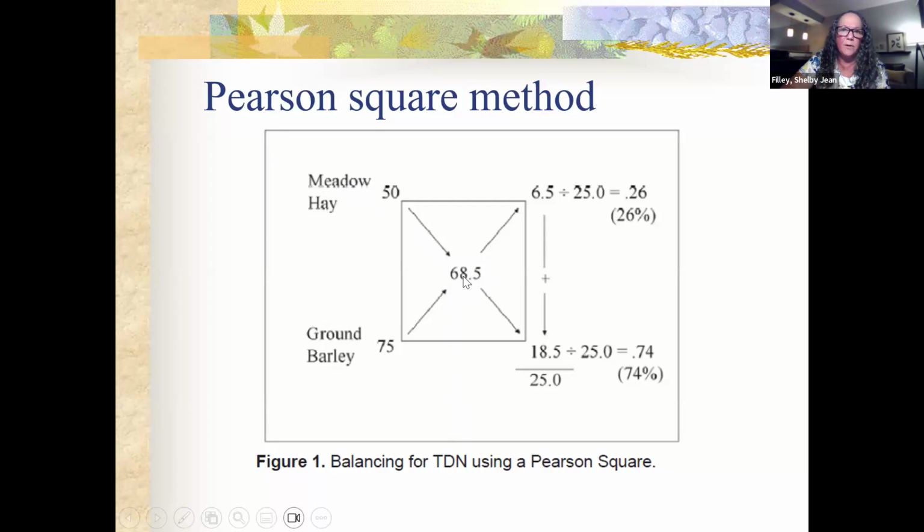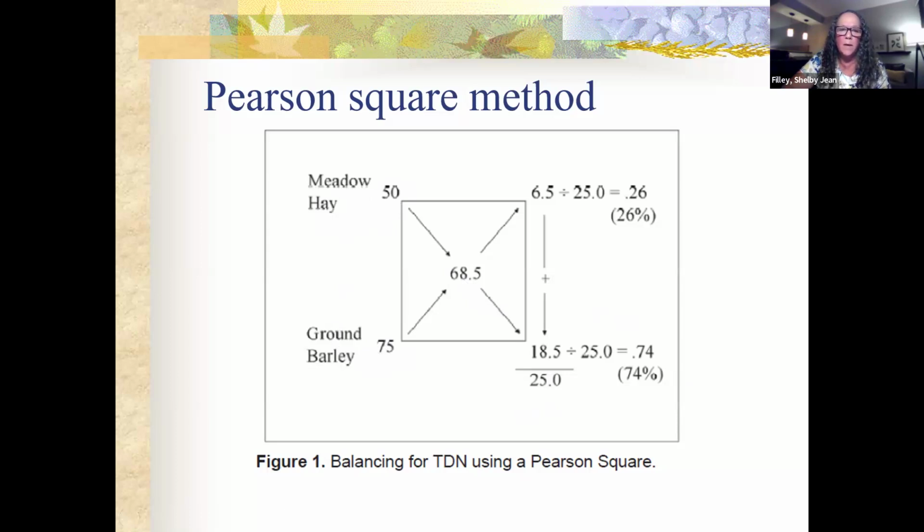So this is heifers that have an energy requirement of 68% TDN. So in the very middle, you put the 68.5. At the top, you put the TDN of the meadow hay. You know that because you tested the hay. You put the TDN of the ground barley down here, and you got that value from a book, because most of our grains, you can use book values easy.